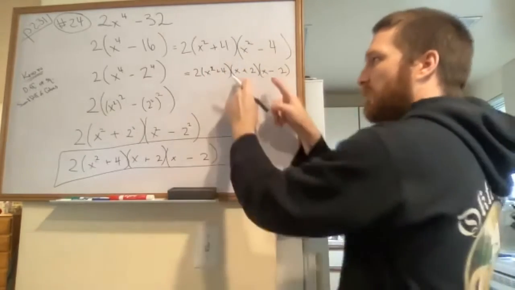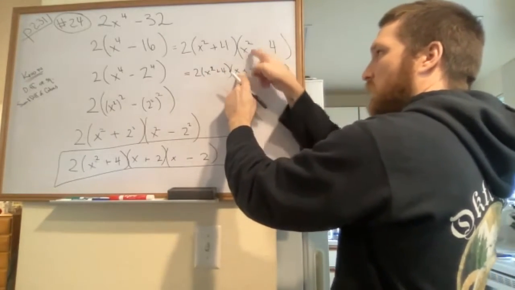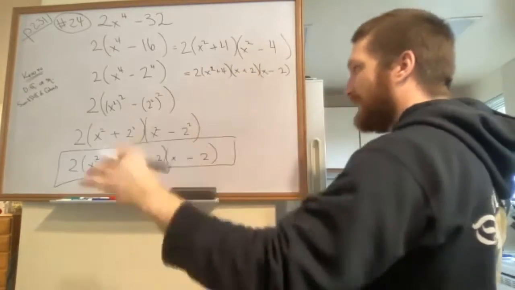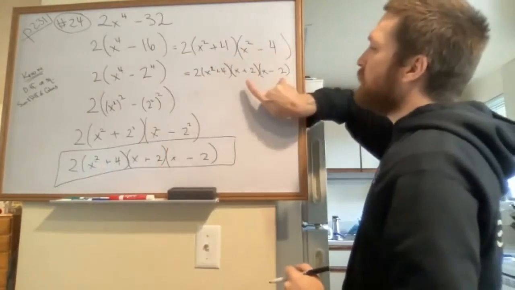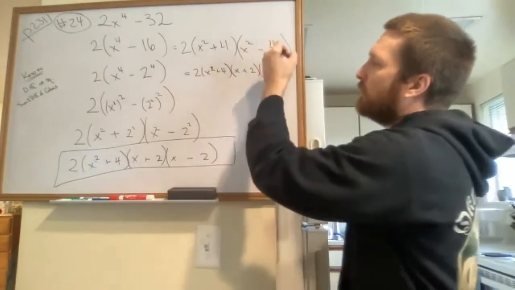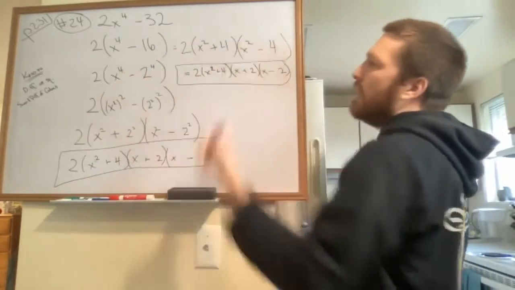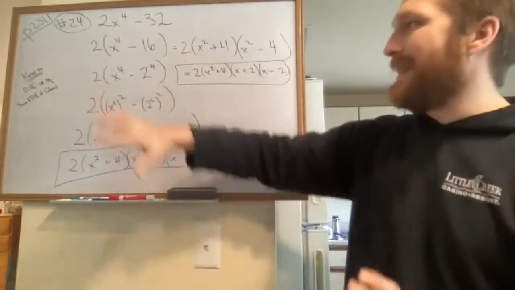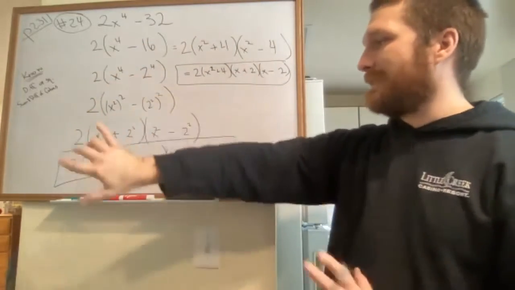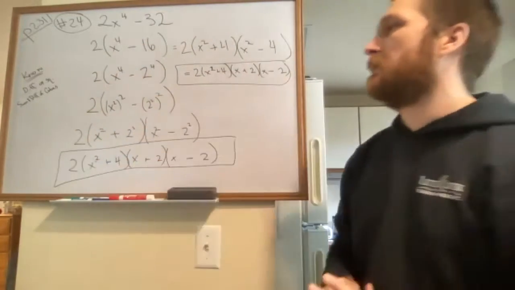But let's double check it. First, outer, inner, last gives me x squared. Yes. Outer, inner cancel. That's why I put the plus minus. Positive, negative gives me a negative. 2 and 2 give me 4. Okay, I'm good to go. That's honestly how I go about doing these. But this is very nice because it takes the guesswork out of it.